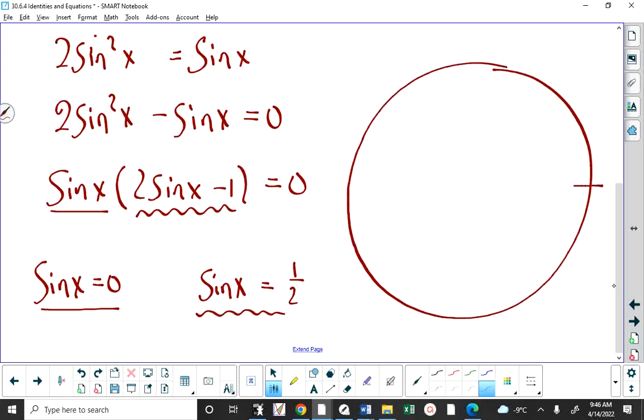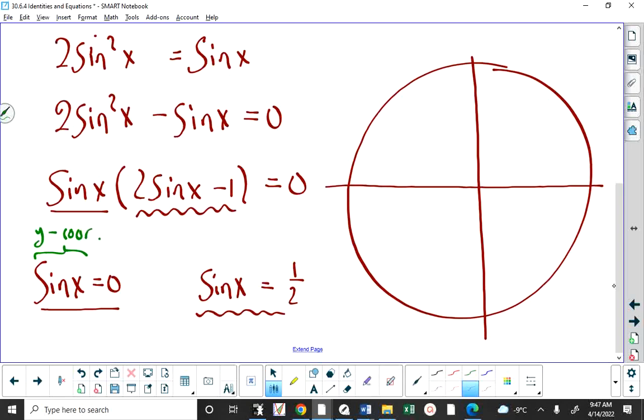If you wanted to use a reference angle, I can't stop you from doing it, but I'm encouraging you not to. Don't forget that sine, despite the fact that it says sine of x, sine is the y coordinate. Remember that x is an angle in this context. And this is a y coordinate because it's sine. So where is the y coordinate 1/2? About here. So these two locations. Where is sine 0? Well, that's where the y coordinate is 0. So these two locations.